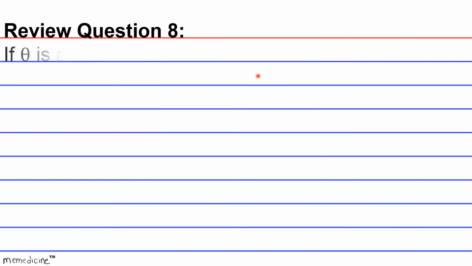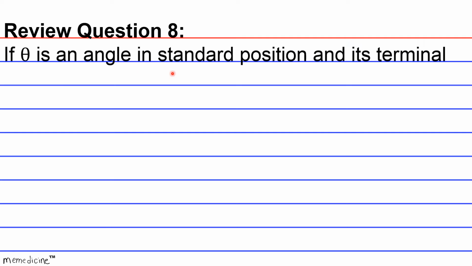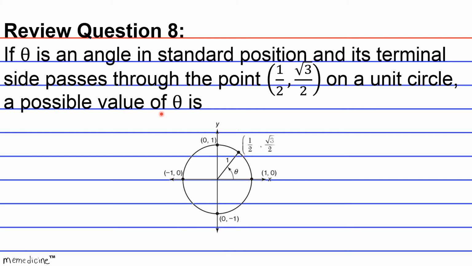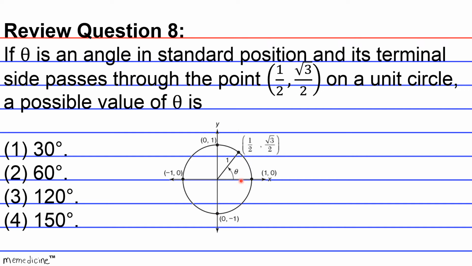Review question 8. If theta is an angle in standard position and its terminal side passes through the point (1/2, radical 3/2) on a unit circle, as shown here, a possible value of theta is: 1, 30 degrees; 2, 60 degrees; 3, 120 degrees; or 4, 150 degrees. I'll give you a moment to think and put your answer together. Definitely press pause.